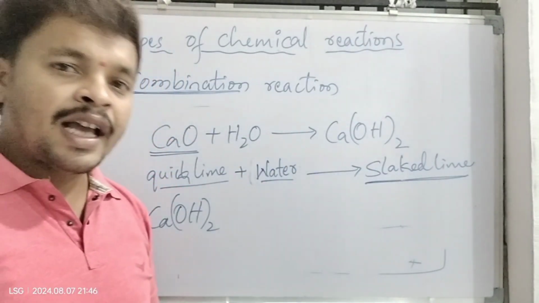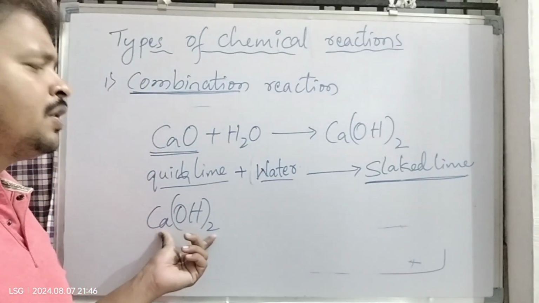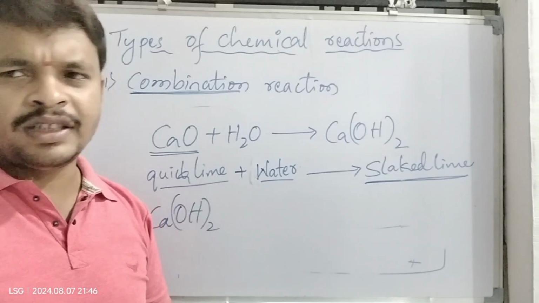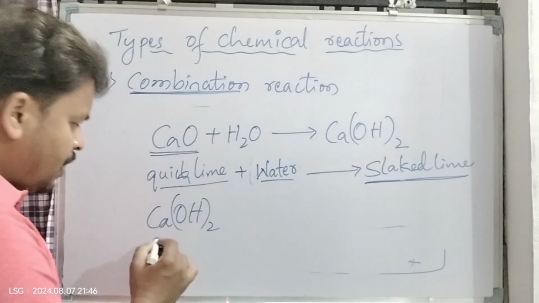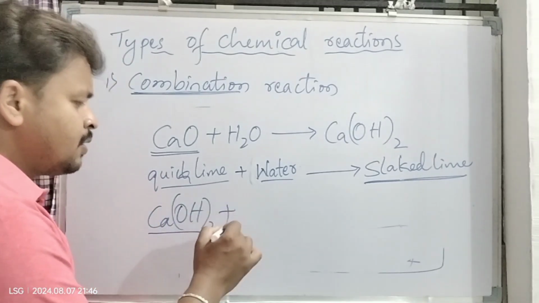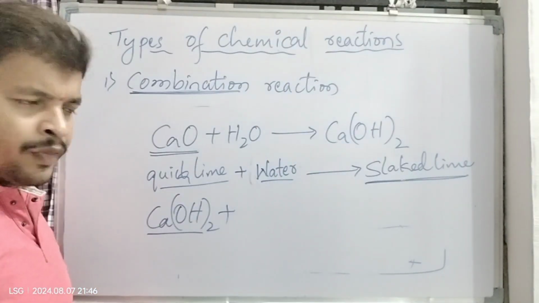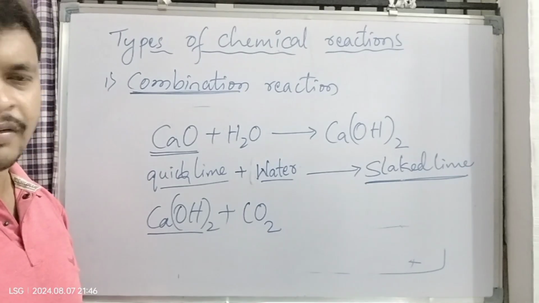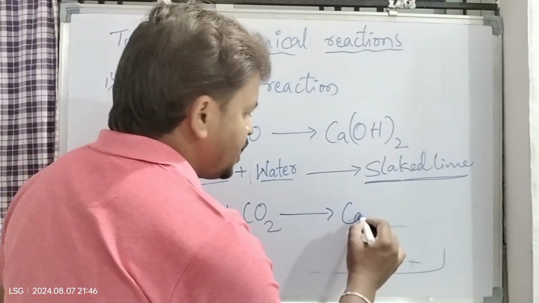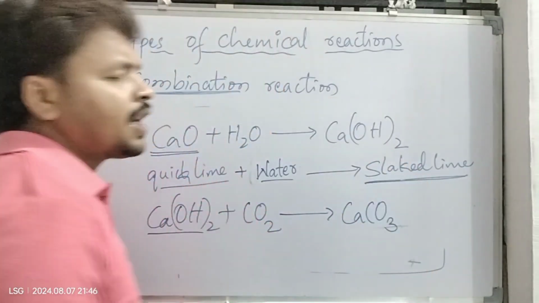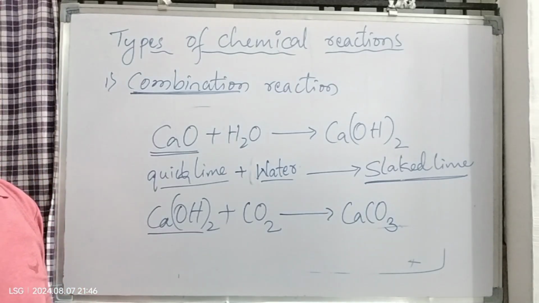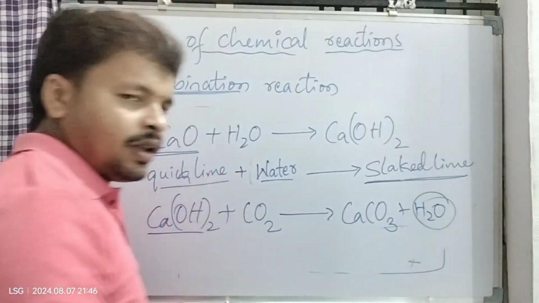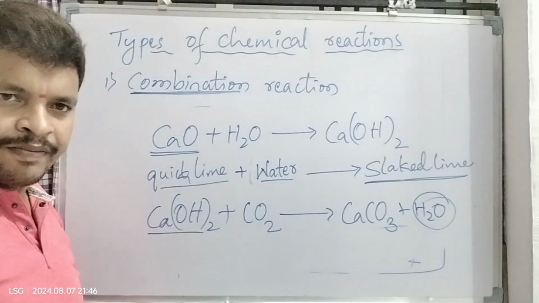After a few minutes, as it dries up, it starts to shine white. What is the reason behind this? See, when calcium hydroxide is whitewashed on the wall, it reacts with the carbon dioxide present in the atmosphere and forms calcium carbonate. Calcium carbonate is formed, and water is evaporated.